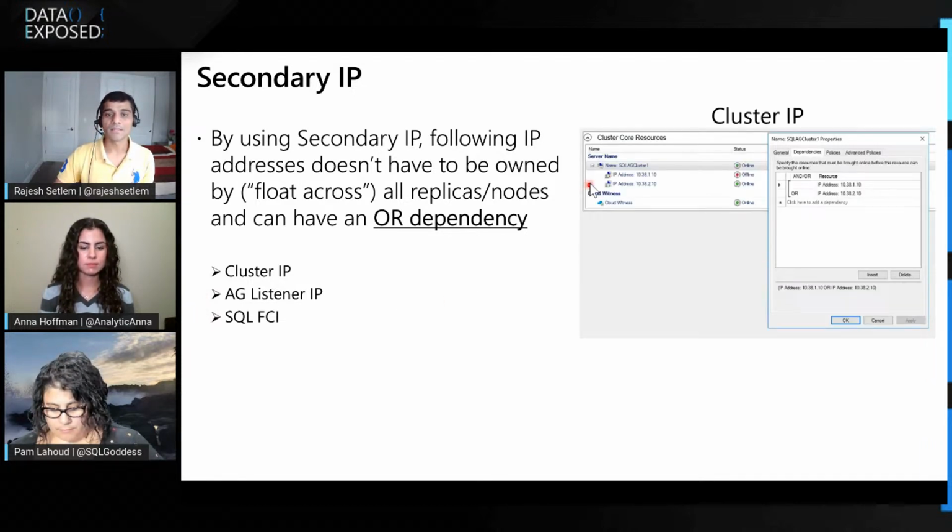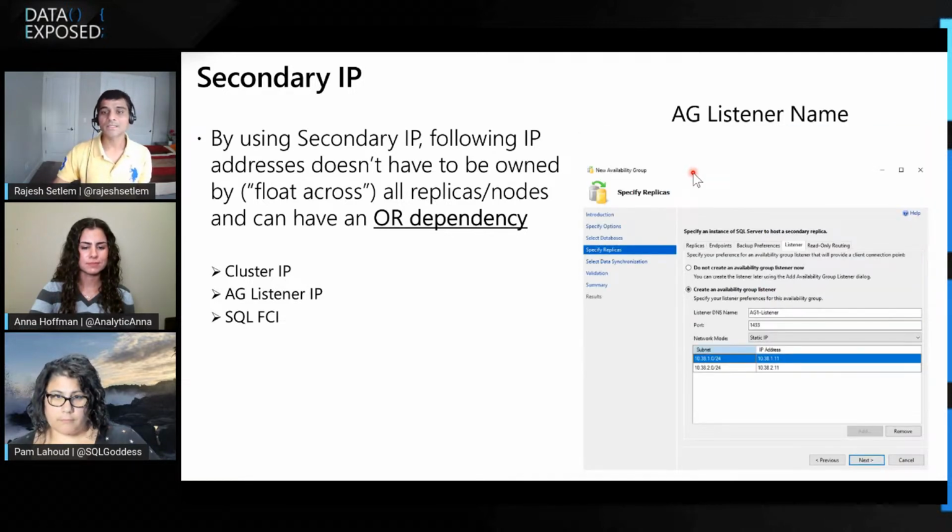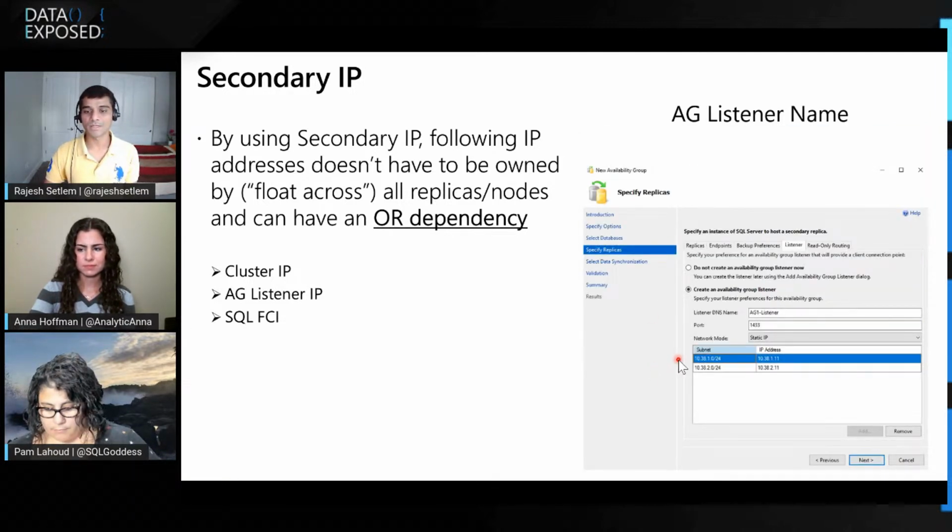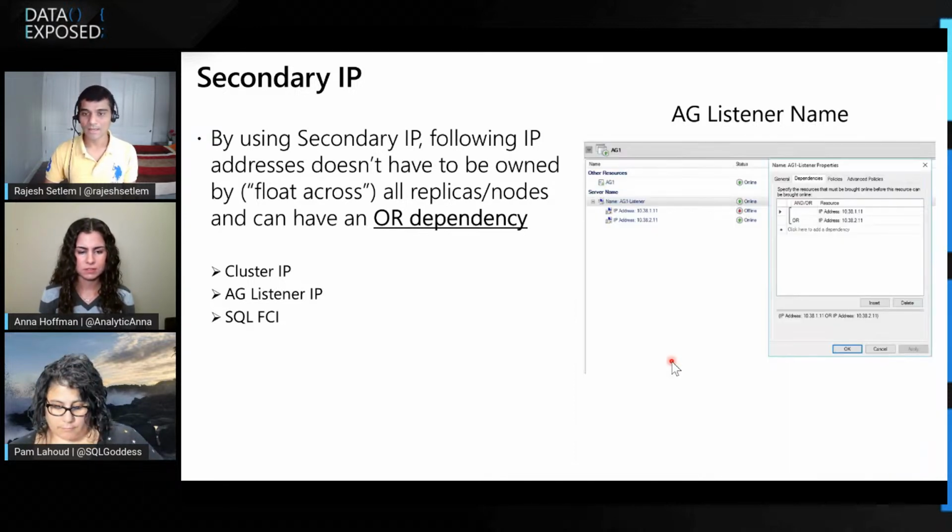If you look at the cluster resources, you can see that the cluster network name has an OR dependency between these 2 IPs. Each one of them belongs to one of the 2 nodes, and both of them are in different subnets. So you can have an OR dependency. One of them will be online depending on who owns the resources, and the other one will be offline. This extends naturally to the AG listener name as well. In the case of the AG listener, you have 2 IPs, 1.11 and 2.11. The listener name, which is AG1 listener, binds naturally to both these IPs. It also looks the same way in the Failover Cluster Manager.